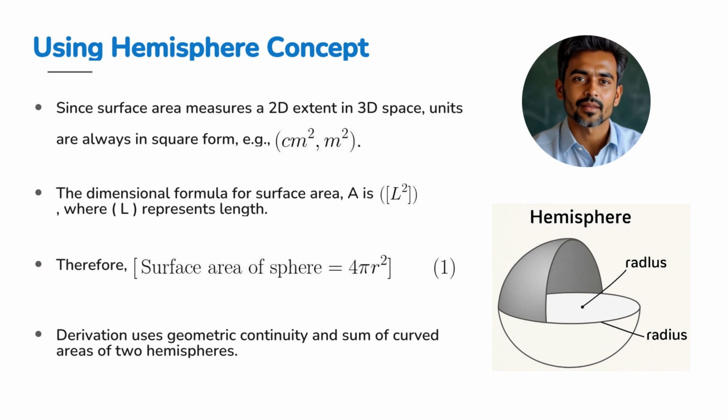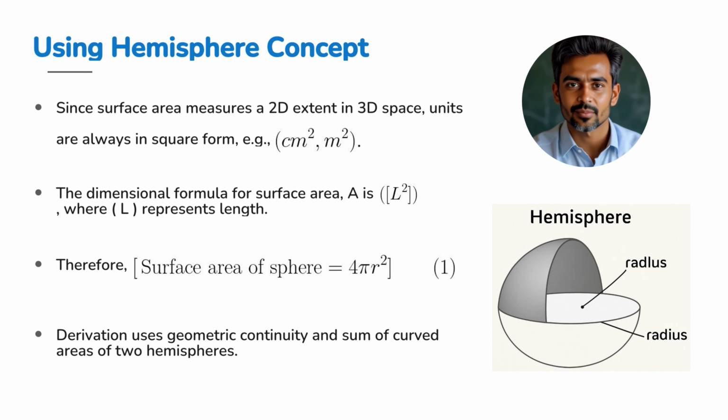Arey wah. Now, here's an elegant way to understand where 4 pi r squared really comes from, by thinking about hemispheres or half spheres. Imagine cutting a sphere right through its center. What do you get? 2 equal halves called hemispheres. Each hemisphere has a curved surface area of 2 pi r squared. That's 2 times pi times r squared.